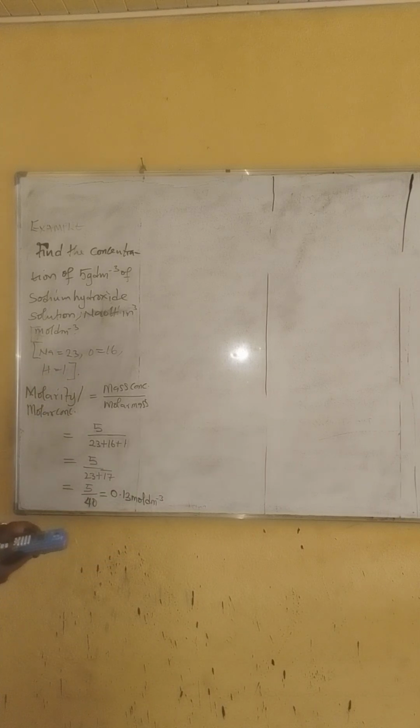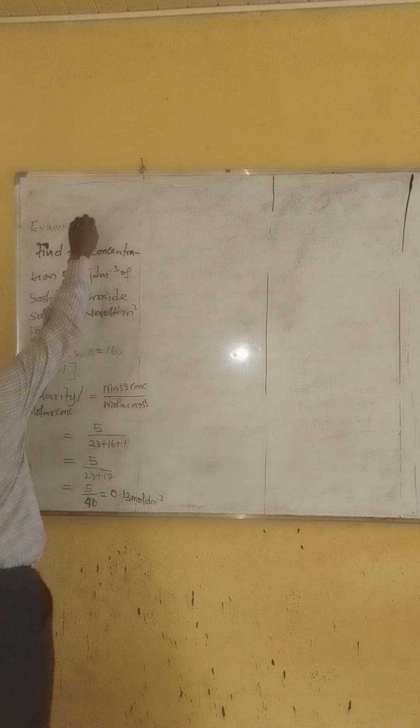So be careful. This formula may look like number of mole equals mass over molar mass. But this one is molarity. That is molar concentration. It's equal to mass concentration over molar mass. And this is example 1.